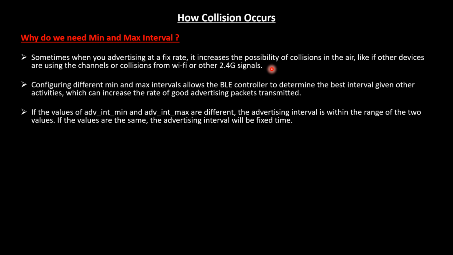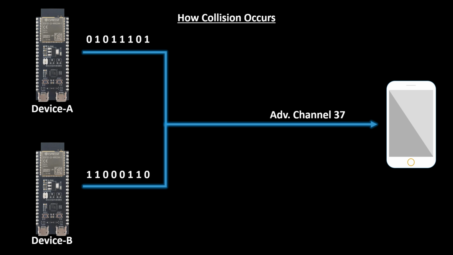Let us see one example. Here we have two devices, device A and device B, and a smartphone which will act as a scanner, and these two devices will advertise the data. The scenario here is that both devices will be advertising on advertising channel 37 at the same time. The communication between these ESP32 devices and the smartphone will be over GFSK, and the data will be sent bit by bit. So first bit 1 of device A and bit 0 of device B will be transmitted on advertising channel 37. It can be 01 as well, just for example purposes.